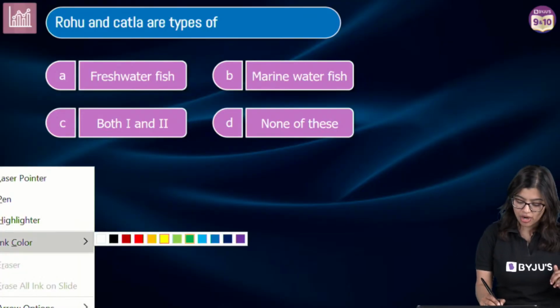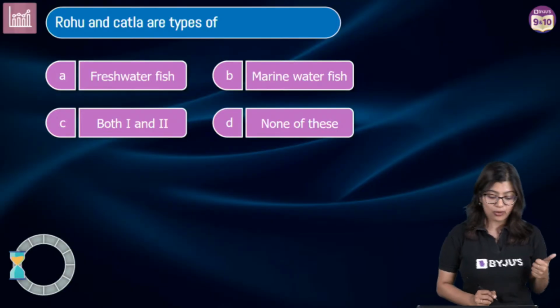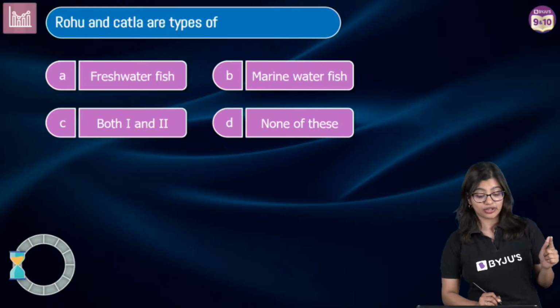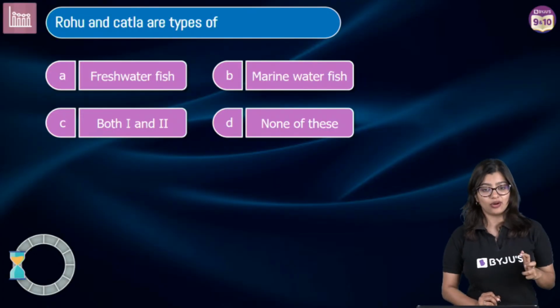Now, quick question: rohu and katla are examples of what? Freshwater fishes, marine water fishes, both 1 and 2, or none of the above.